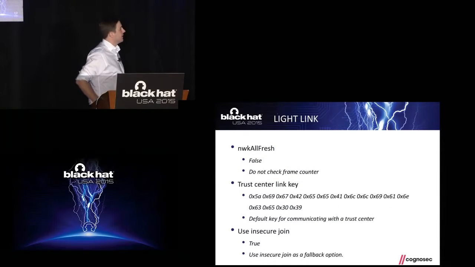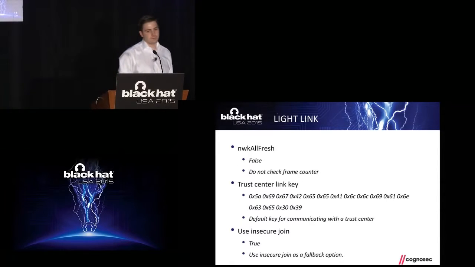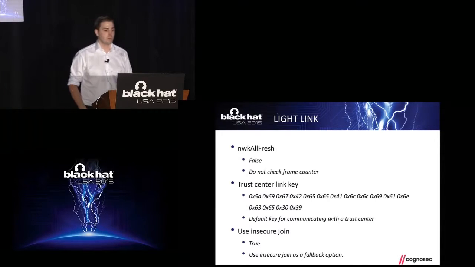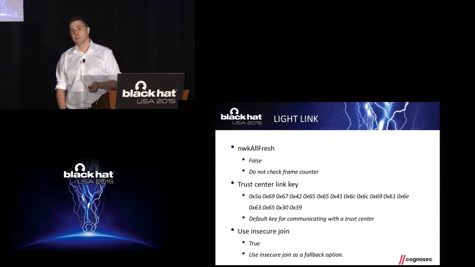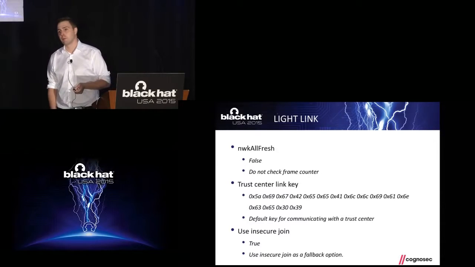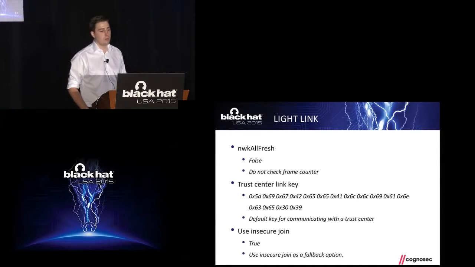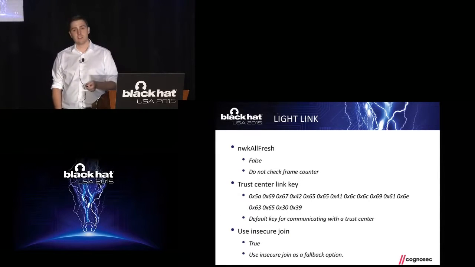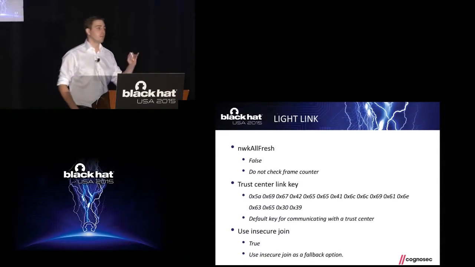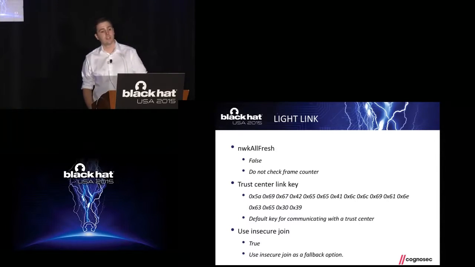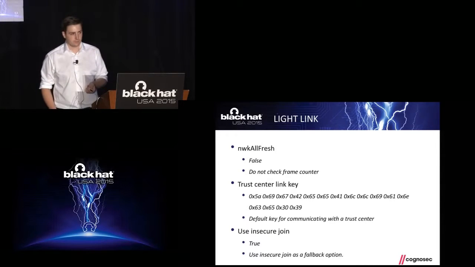What else is in the Light Link application profile? There is an attribute called NWK all fresh, which means do not check the frame counter. We've heard the frame counter is responsible for replay protection. The startup attribute says do not check the frame counter. Okay, so we should be able to replay it now. All Light Link devices are also able to join home automation networks, so they also have to apply the trust center link key, the default one, and the usage of the insecure join.